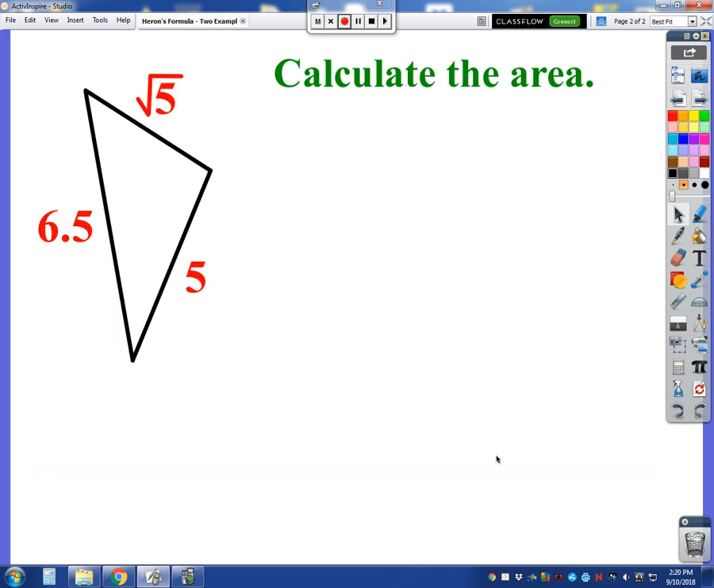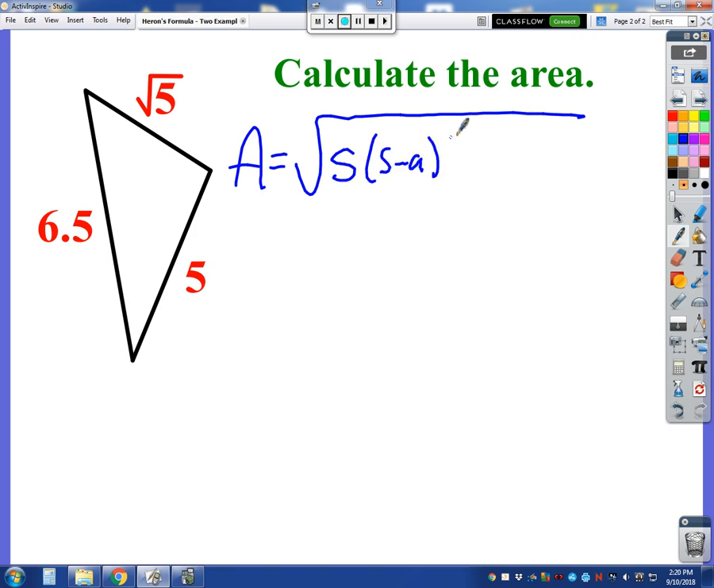Now, let me show you another example that's not going to be fun to do, and I would highly encourage you just to use your calculator and get some decimal values. All right, so starting with this one, square root of s times s minus a times s minus b times s minus, oh, forgot my parenthesis, s minus c. Again, where s is half the perimeter.